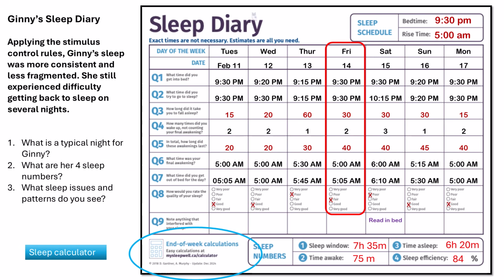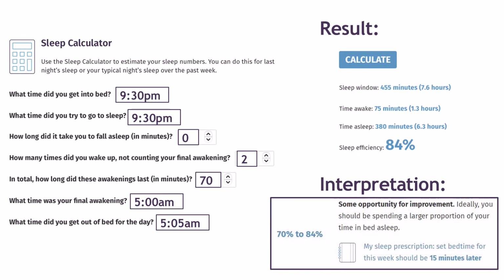So Ginny comes up with her sleep diary. She's recorded all her numbers again. We pick a typical night. And she redoes her calculations. And just by making those simple adjustments, she went to the Sleepwell website and calculated her sleep efficiency and got a sleep efficiency of 84%. So she was quite proud of herself just by making some of those simple changes.